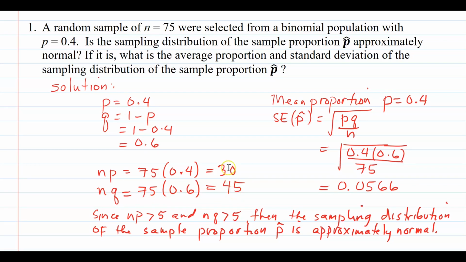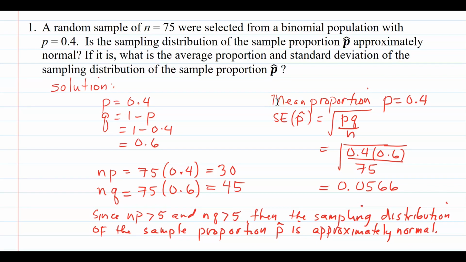And because both of these numbers, 30 and 45, are greater than 5, we can say that since np is greater than 5 and nq is greater than 5, then the sampling distribution of the sample proportion p hat is approximately normal.